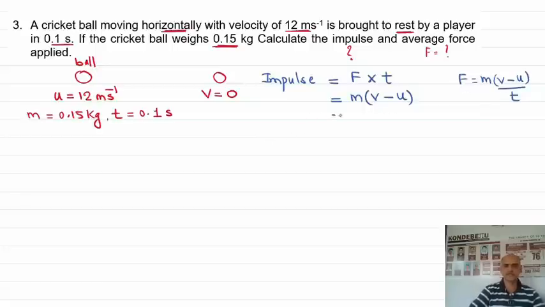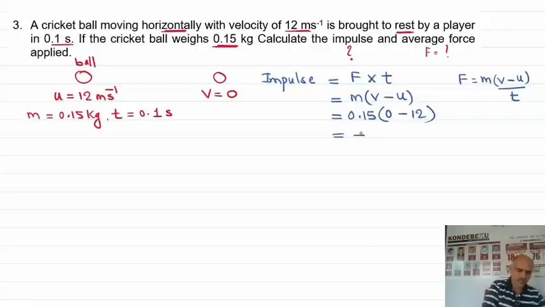Now substitute. Mass is 0.15, final velocity is 0, initially it is 12. So multiply, minus 0.15 into 12. You will get 1.8, so minus 1.8. The unit for impulse can be said from the formula F into T: F means Newton, time means second. So the SI unit is Newton second.